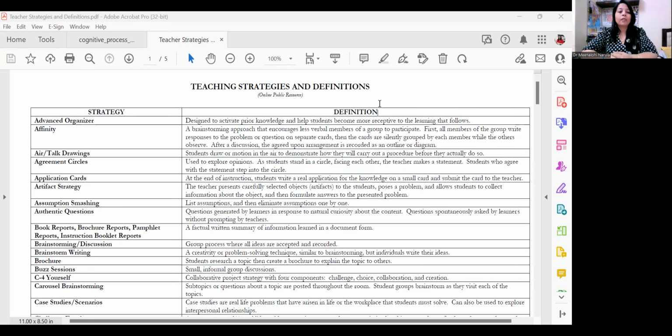The next one is book reports, brochure reports, pamphlet reports, and instructional booklet reports. It is a kind of factual written summary of the information learned in a document form. So you are presenting your understanding of the content in a different form. You have given a PDF to your students, shared through WhatsApp or your ERP portal, or given in a printed format, or maybe you have asked your students to read 2 pages of the given book, and after that you may ask them to present the same in the form of a book report, create a brochure, create a pamphlet, or write a report, or they can generate an infographic also.